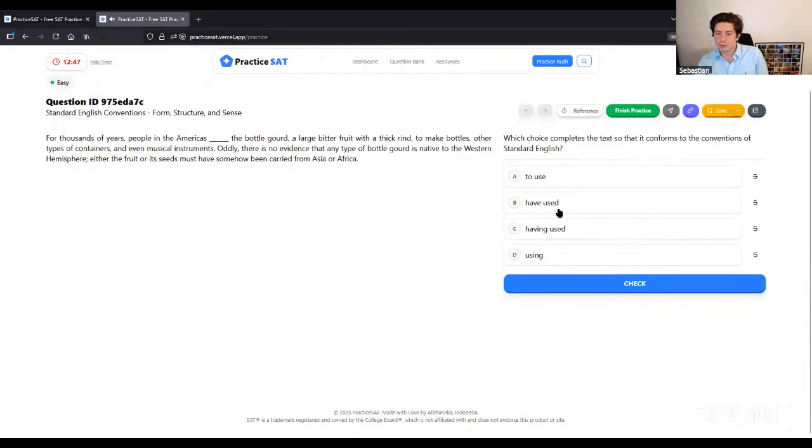So we have: to use, have used, having used, using. So it's a question about the verb. So here, people in the Americas, to use. No, so this is where you want an actual verb because we need a verb to make a sentence. So the only one here that's an actual verb is have used.